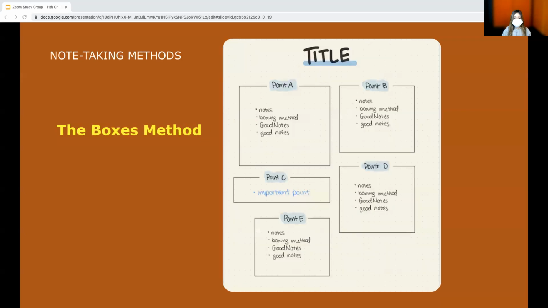Moving forth, we also had the boxes method. The boxes method is about categorizing your notes. Here you have different topics, maybe they're all related and maybe they're all different, and they're separated by the boxes. Maybe you would use this for certain topics where it's not as relational, but they're all on the same week's coverage. So it's good to use when each point is its own distinct concept.